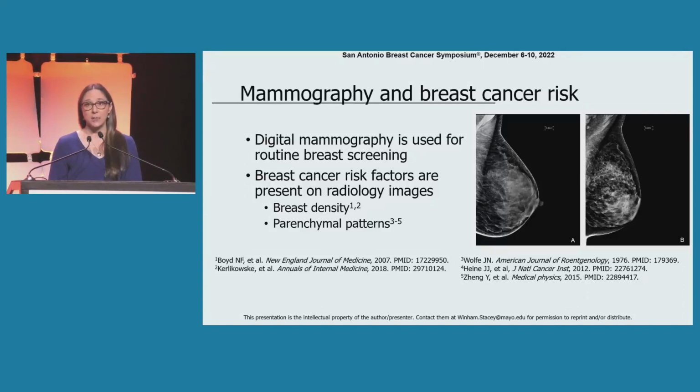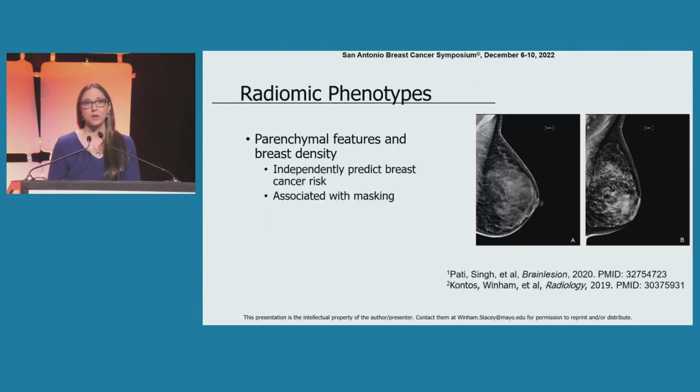These are mammograms from two women who both have similar levels of breast density, high BI-RADS density score, but they have very different breast texture patterns. In image A, you see a very smooth texture, whereas in image B, you see a much more coarse and complex texture. So breast density and parenchymal patterns are different. They both independently predict breast cancer risk. They've also been shown to be associated with masking or missed cancers.